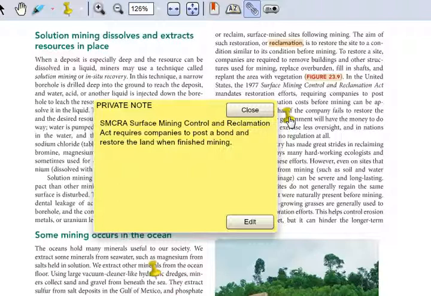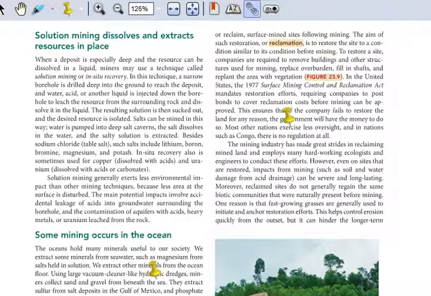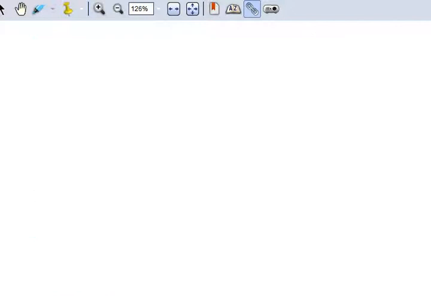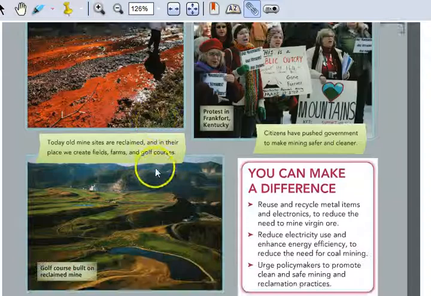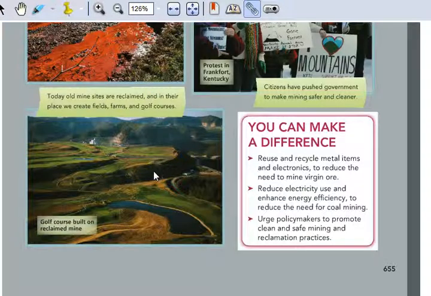All right, here's a law to know called SMRCRA, which is the Surface Mining Control and Reclamation Act. And this requires companies to post a bond and restore the land when they're finished mining. So that's a law to know. We just call it SMRCRA for short in APES. All right, so these are ways that you can make a difference with some of the ecological and environmental impacts of mining.